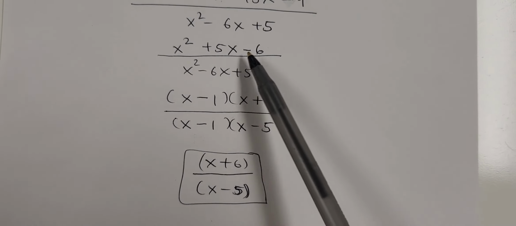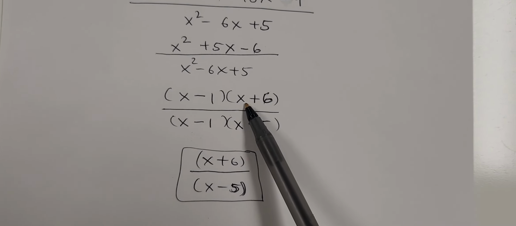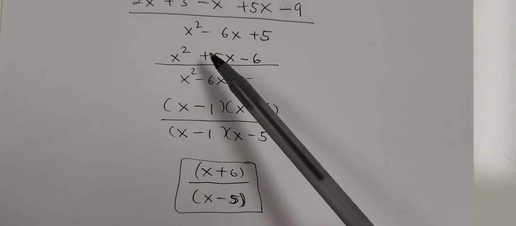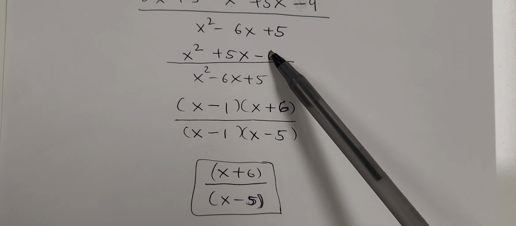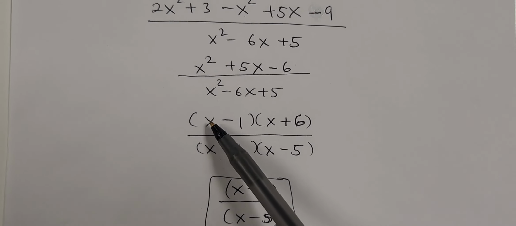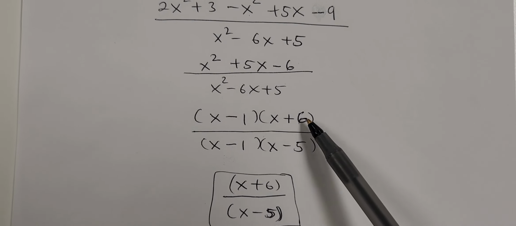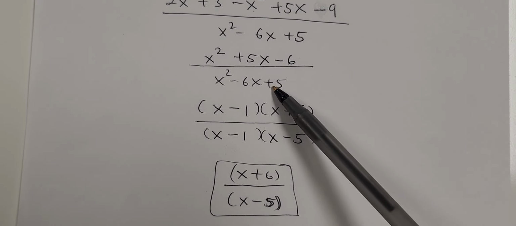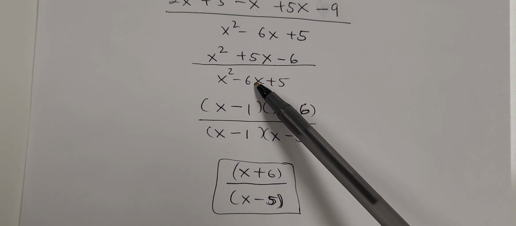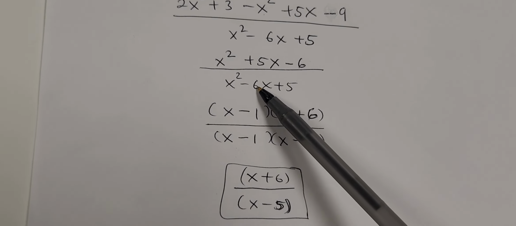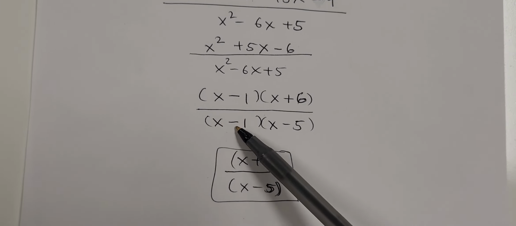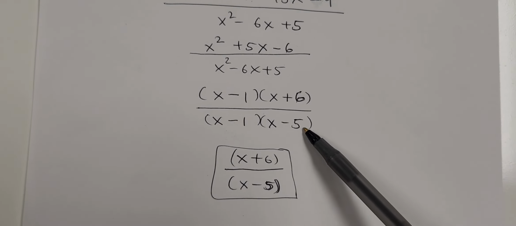Again, if you can factor, then factor. If not, leave them alone. Same thing with the bottom. If I can factor, I factor. If not, leave it alone. So x squared minus 6x plus 5 is factored into x minus 1, x minus 5.